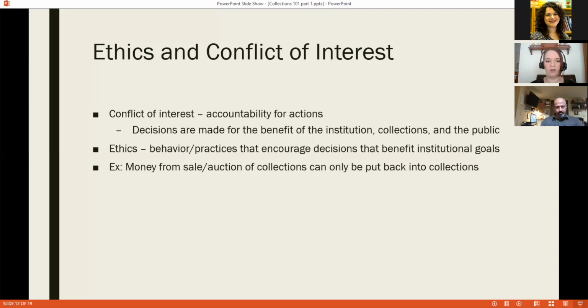One of the things I go back to a lot in terms of ethics is that generally speaking, when you deaccession an item and you decide to sell it, that money can only go back into the collections. It's considered inappropriate to use it to pay the electric bill, for example. That money should come from elsewhere. If you sell a collection, it should go back into caring for the collections.